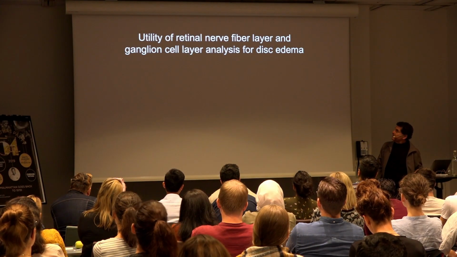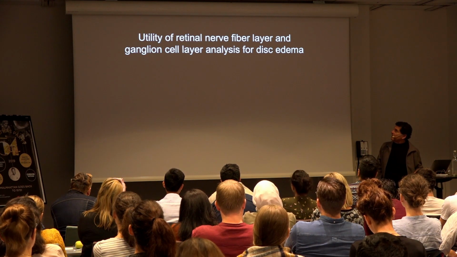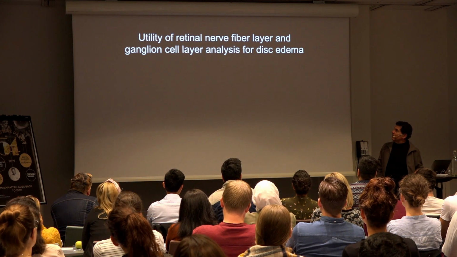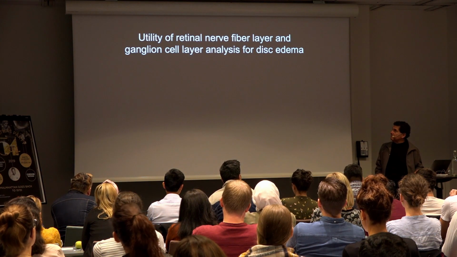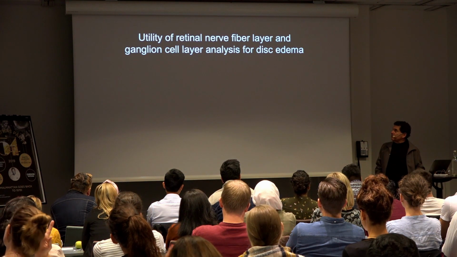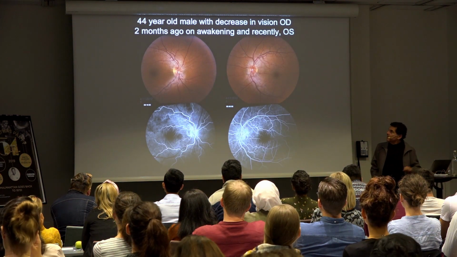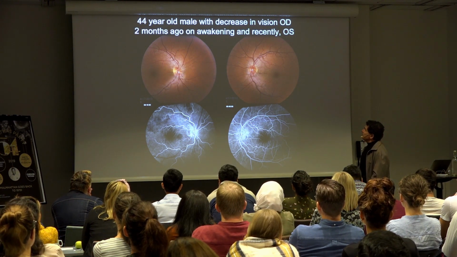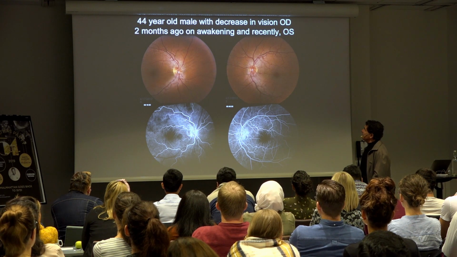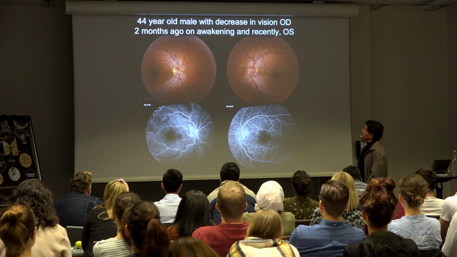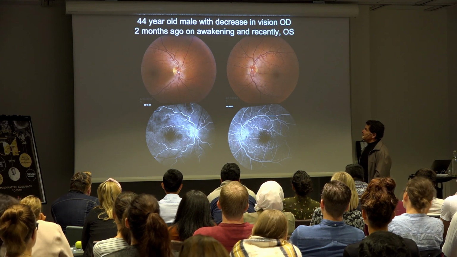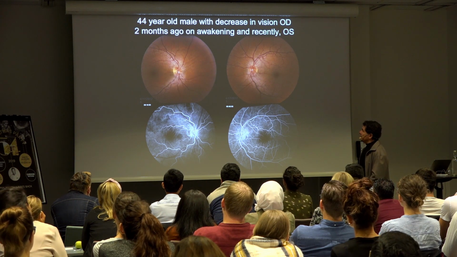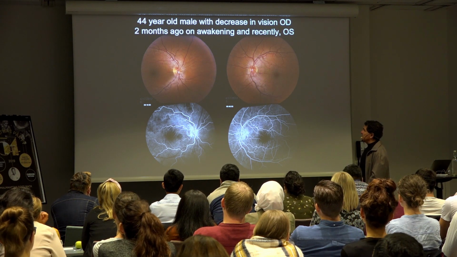Okay, I want to show some cases of when you do have swelling of the nerve fiber layer, how you can use the ganglion cell layer to help you interpret whether there's a problem more than just the swelling, that they're losing axons or not. So here's a 44-year-old male with decrease in vision in the right eye 2 months ago on awakening, and then recently in the left eye. What brought him to medical attention is that now he just noticed vision loss in the left eye.